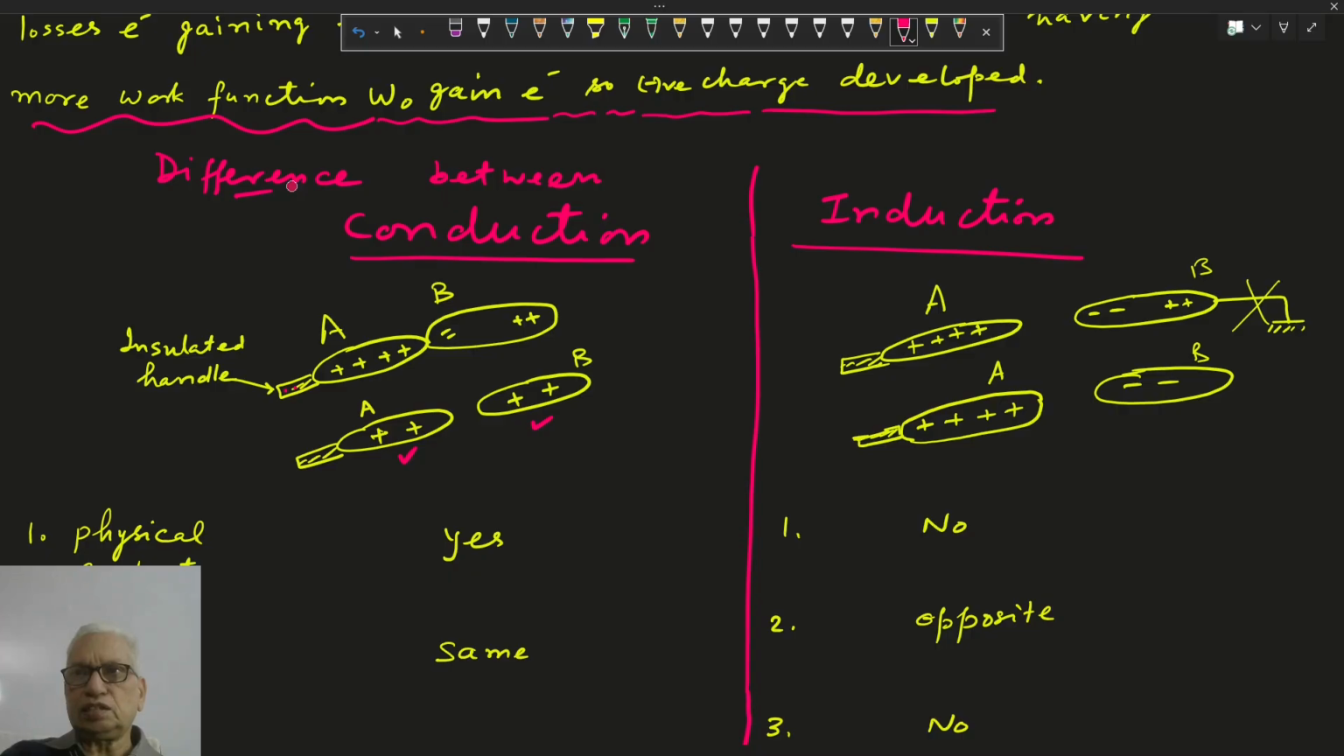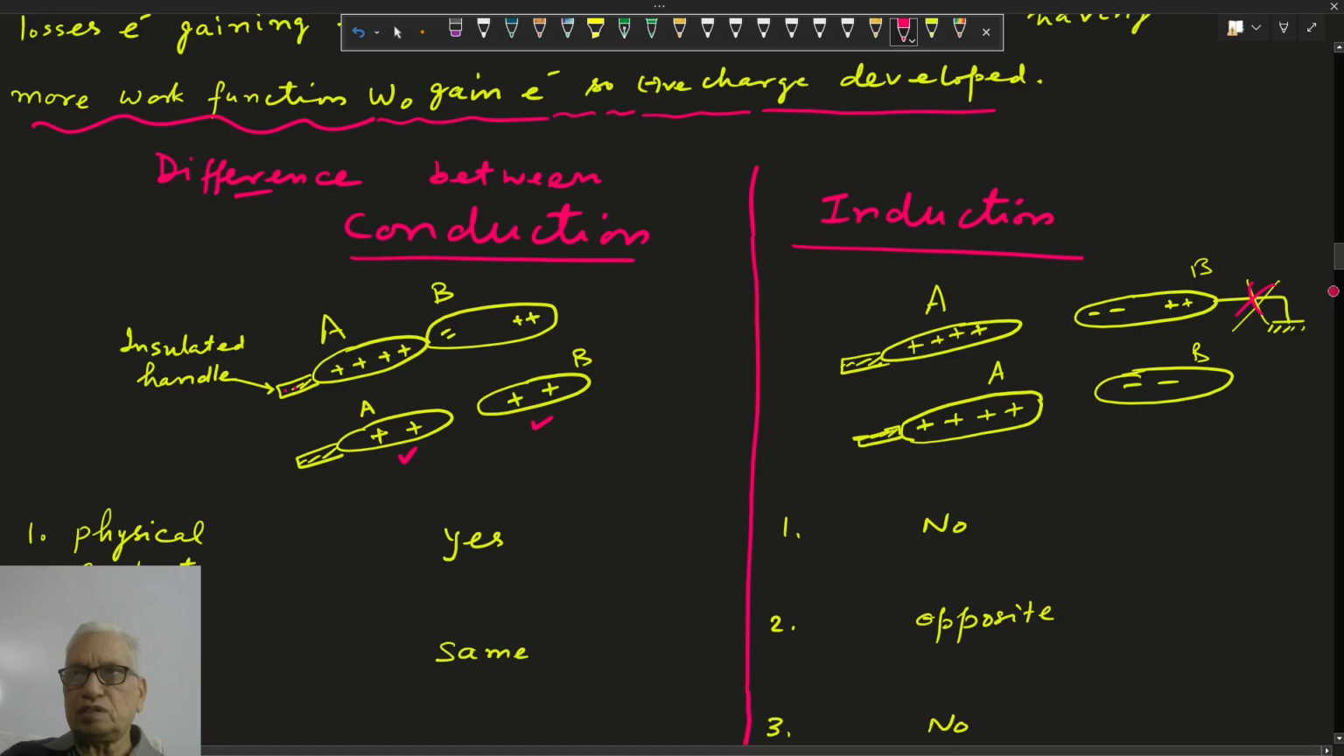In induction there is no physical contact. Body A is having positive charge, body B having no charge. But electron is attracted towards A and positive charge is moving away from A. If the other side is temporarily earthed, means किसी वायर से या फिंगर से हमने टच किया फिर इसको हमने हटा दिया, डिस्कनेक्ट कर दिया, यानी पॉजिटिव चार्ज अर्थ में चला गया तो नेगेटिव चार्ज डेवलप हो गया.